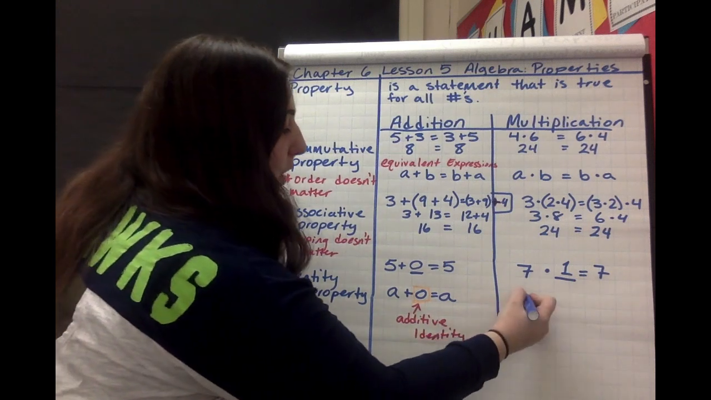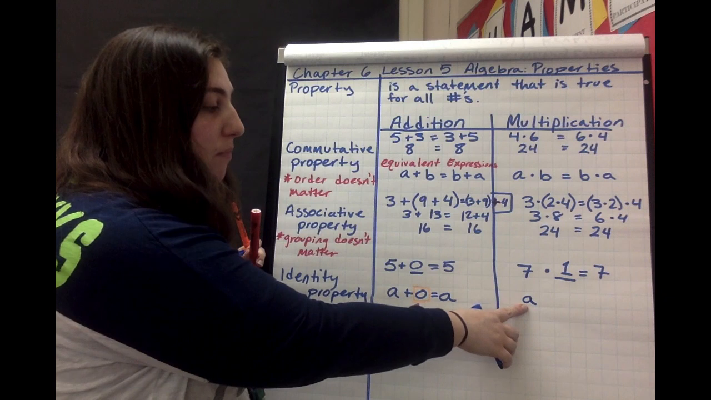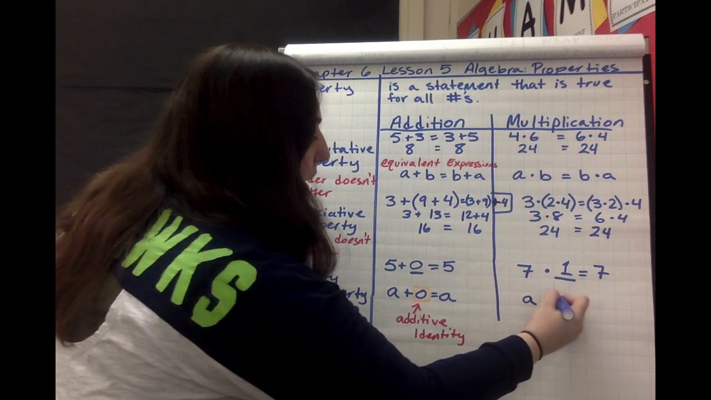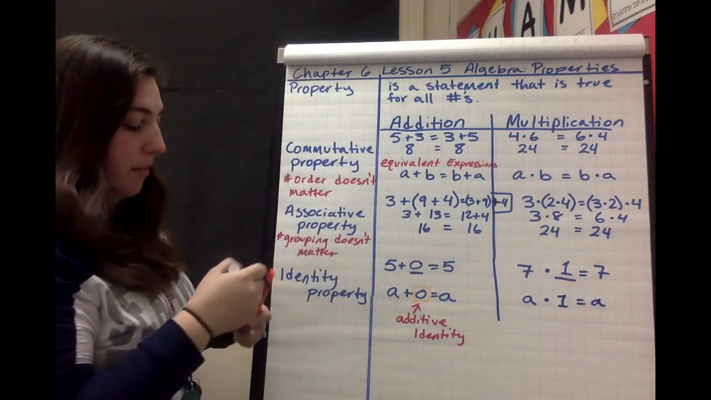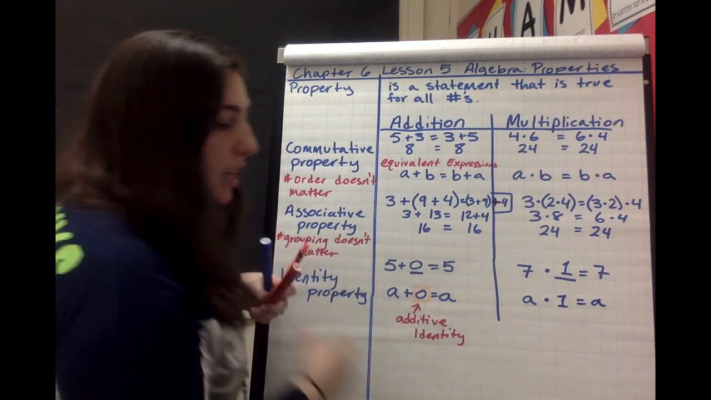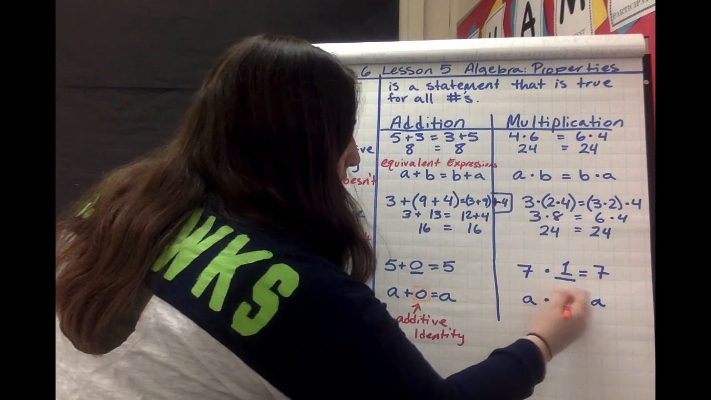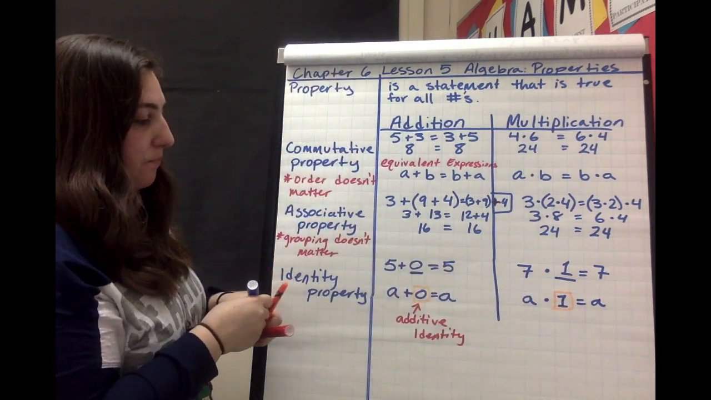If we try it with a variable, let's say we have the variable a, and a is any number. If we multiply it with 1, we still get a. A times 1 is a. And 1 is the multiplicative identity.